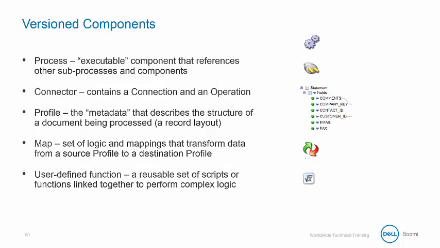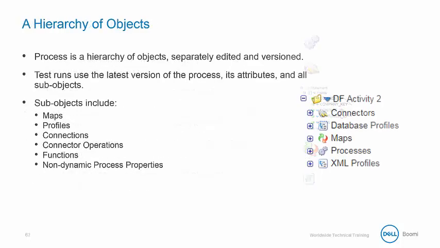Here is a short list of components: a process, connector, profile, a map, and user-defined function. You can think of a Boomi process as a hierarchy of objects, separately edited and versioned. And when you run a process in test mode, you always use the latest version of the process, its attributes, and all sub-objects.